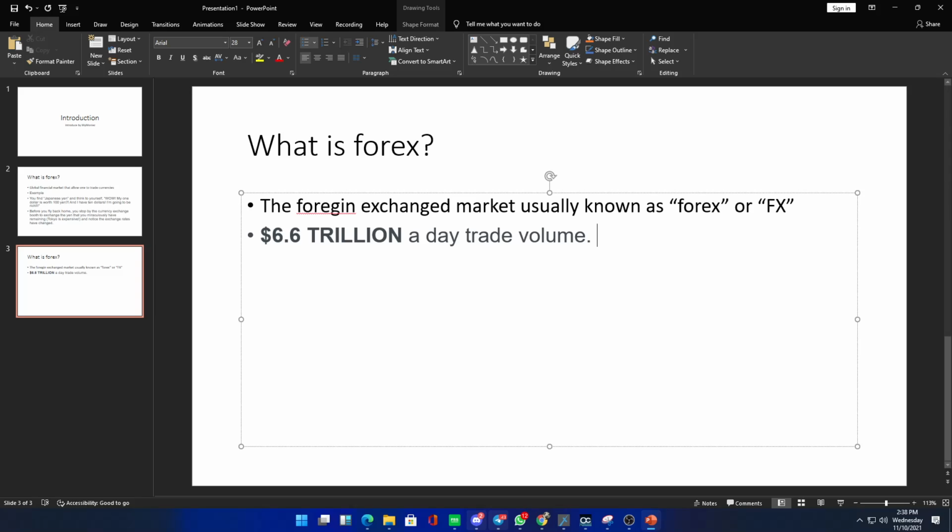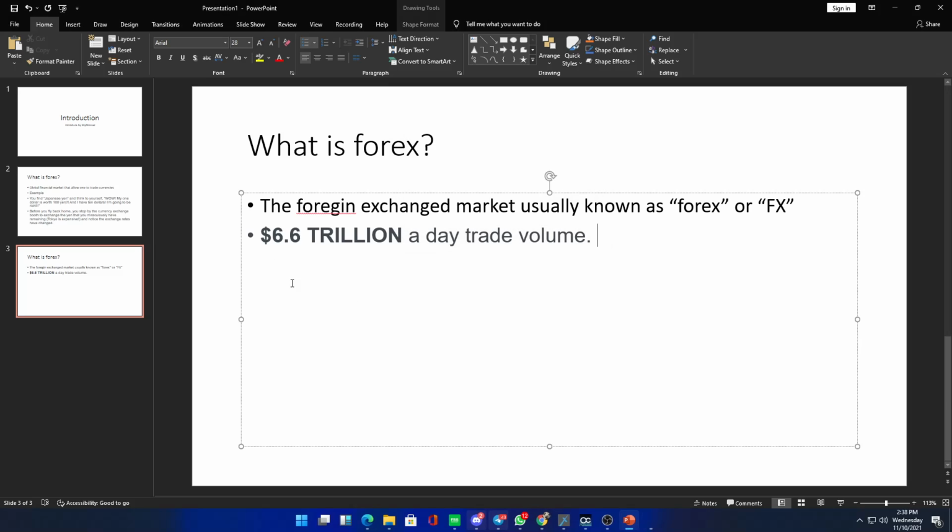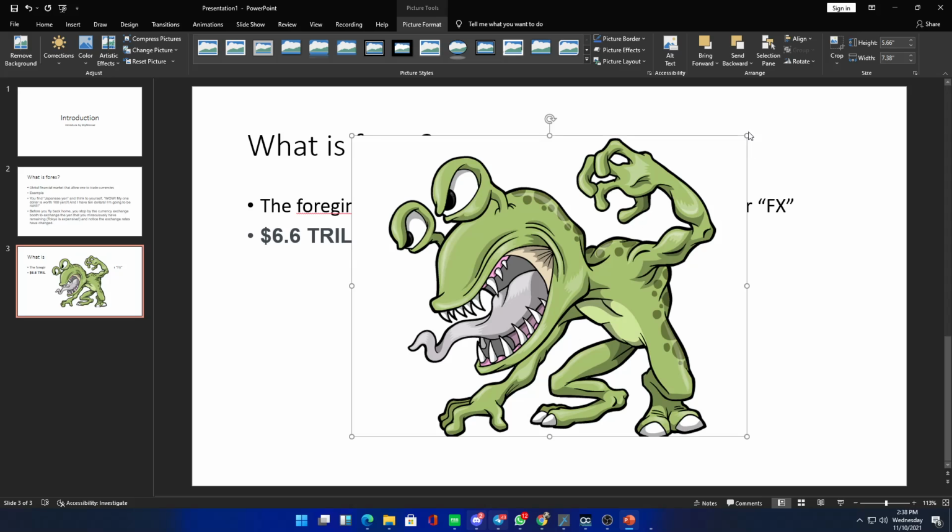Okay. The largest stock market in the world, the New York Stock Exchange, trades a volume of about 22.4 billion each day. If you use a monster to represent the NYSE, it looks like a very big monster. Wait, I have some pictures, so it will look like this.